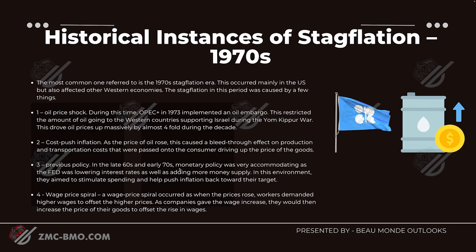And previous policy. This is a monetary policy perspective. In the late 60s and early 70s, monetary policy was very accommodating, so very dovish, as the Fed was lowering interest rates as well as adding more money supply. In this environment, they aimed to stimulate spending and help push inflation back towards their target. So, late 60s, early 70s, inflation was trending lower. They were cutting and cutting and cutting. And as you know, when you're cutting interest rates, borrowing becomes a lot cheaper. Mortgages become slightly cheaper. Just general things become more consumable. So naturally, if that is occurring, people are buying and buying.